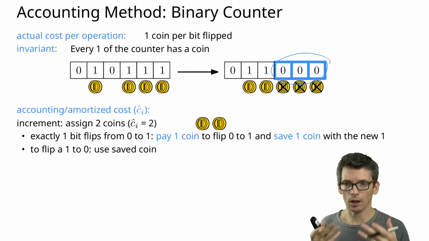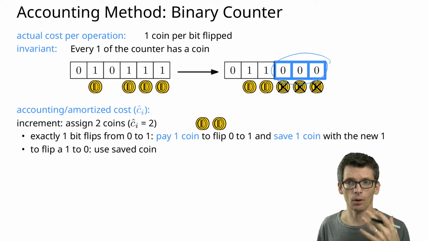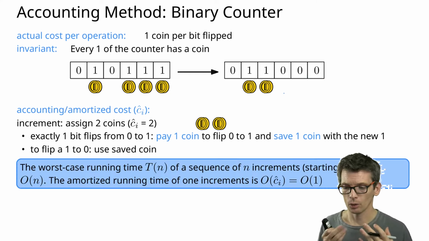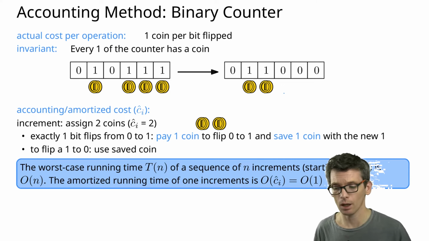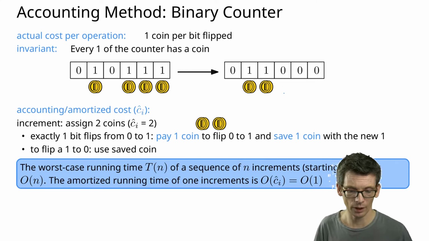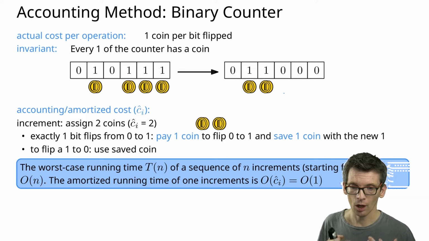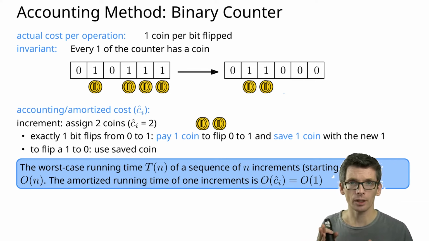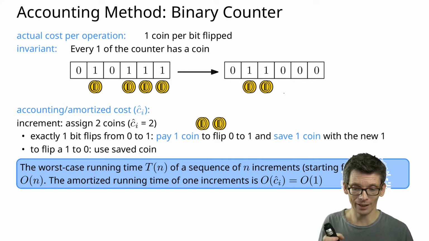This again allows us to analyze the worst case running time of the increments in a binary counter using the amortized cost that we now assigned, and the worst case running time T(n) of a sequence of n operations. We can now again conclude that it's linear, and the amortized cost per operation is constant, simply because we defined it as something that is constant.